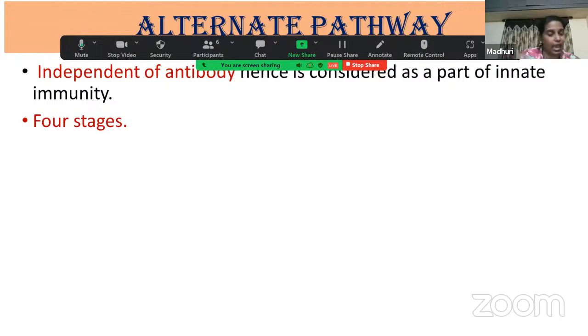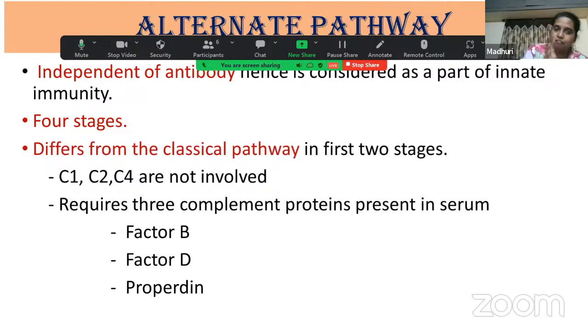That is, it is antibody free. Always remember the alternate pathway is free of the antibodies. That is, it does not require the participation of antibody for the activation of the pathway. Now, this takes place in 4 steps. Actually, it differs in the first 2 steps from the classical pathway. That is, the C1, C2, and the C4 are not involved over here.